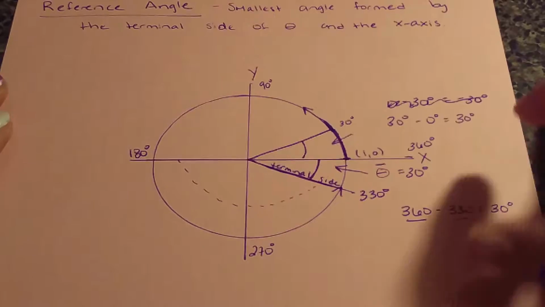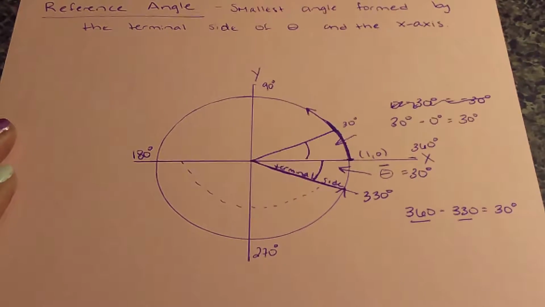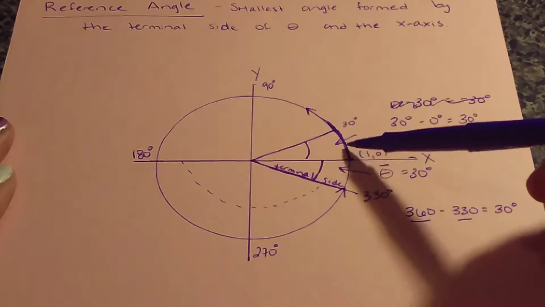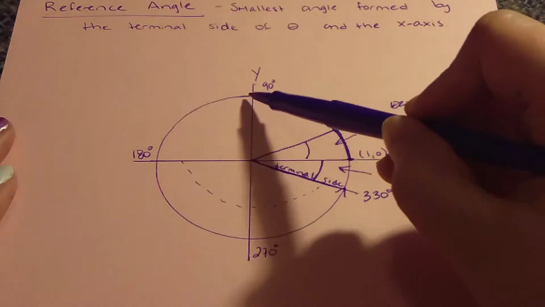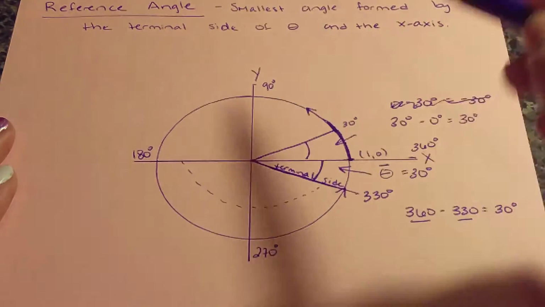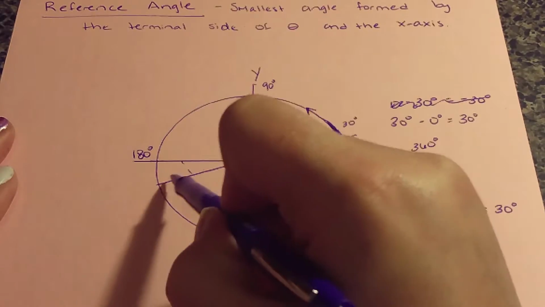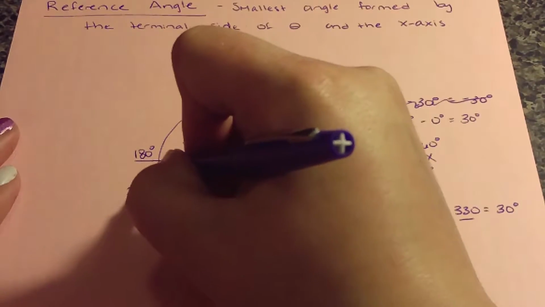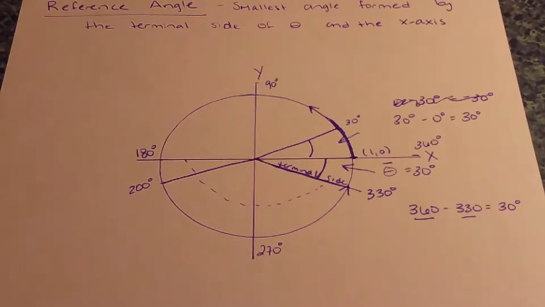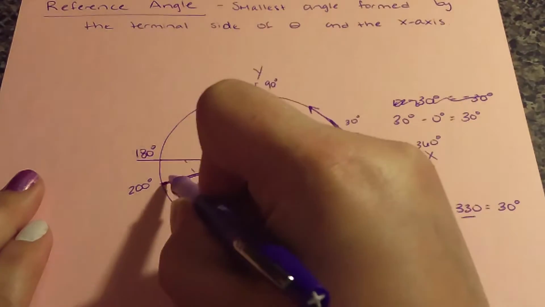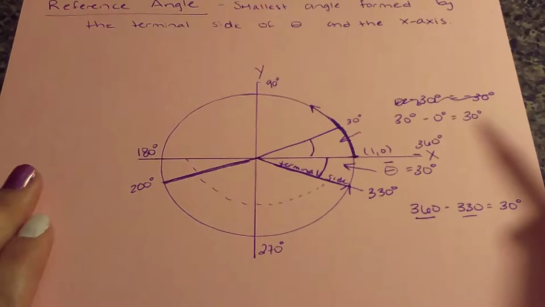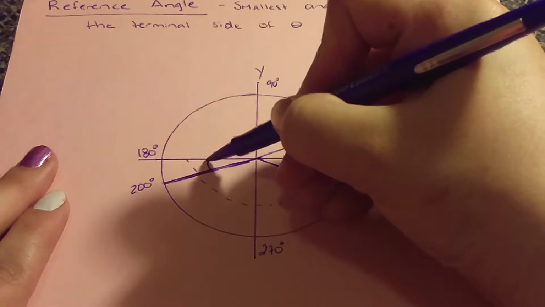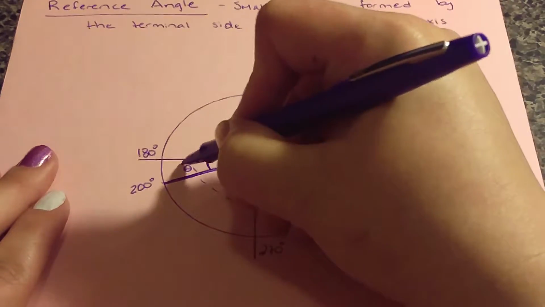Okay, so let's try a few others. I've also got 200 degrees as an example. Again, you always start by measuring from 0 at (1, 0). Go around 200 degrees. If I go around here to 180, it goes a little bit further than that. Again, I'm freehanding, so this isn't completely accurate, but I'm going to say that is 200 degrees. Now I've got the terminal side drawn in, and the x-axis located right above that. Again, I want the shortest distance to the x-axis. For this particular angle, that would be this little reference angle right here.